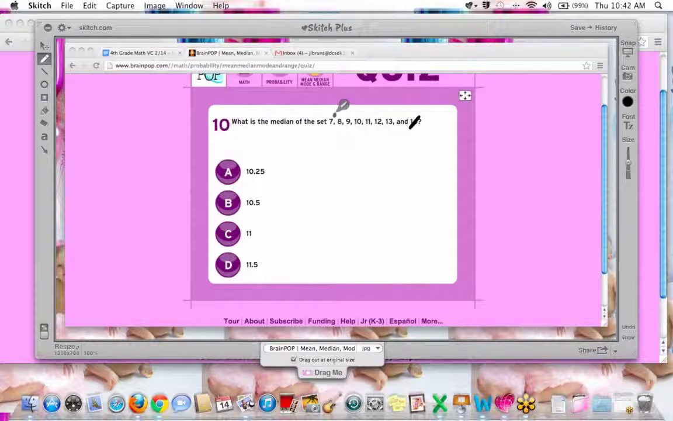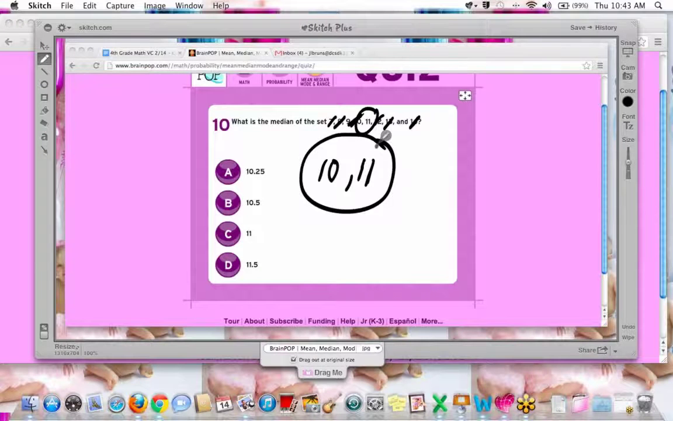So to find the median, I'm going to mark off the highest and then the lowest, highest and lowest, highest and lowest. Oh, and I'm sorry, I must have messed that up. I was left with just 11. But let's just say, for the sake of what I was about to show you, I was left with both 10 and 11. So now what would I do to find the median between those two numbers?